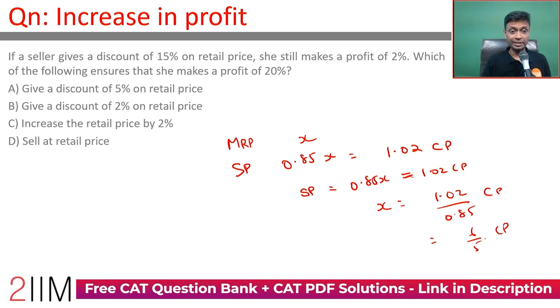Which of the following ensures that she makes a profit of 20%? If X were her selling price, she'd make a profit of 20%. Or she should not give any discount. No discount, no increase. Sell at retail price. If the selling price were X, then X is 6 by 5 times CP. That'll be a 20% profit. So she should not give any discount if she wants to make a profit of 20%.